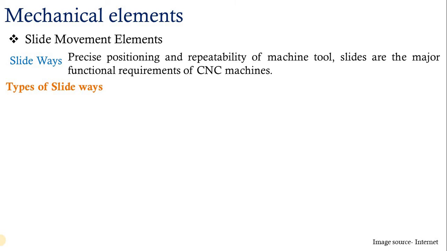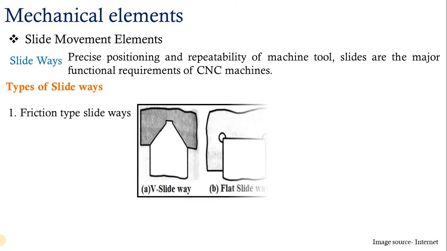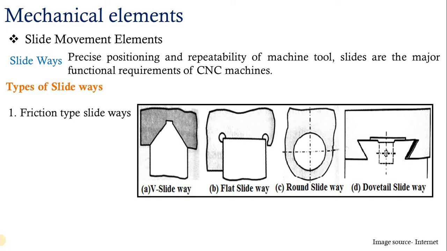So there are some requirements to get good slide ways, like high accuracy, low wear, negligible stick slip, high rigidity, low price, low coefficient of friction, good surface finish on the slideway surface, and good damping capacity. So these have types, that is friction type slideways, which contain V, V or flat, round or dovetail type slideways.